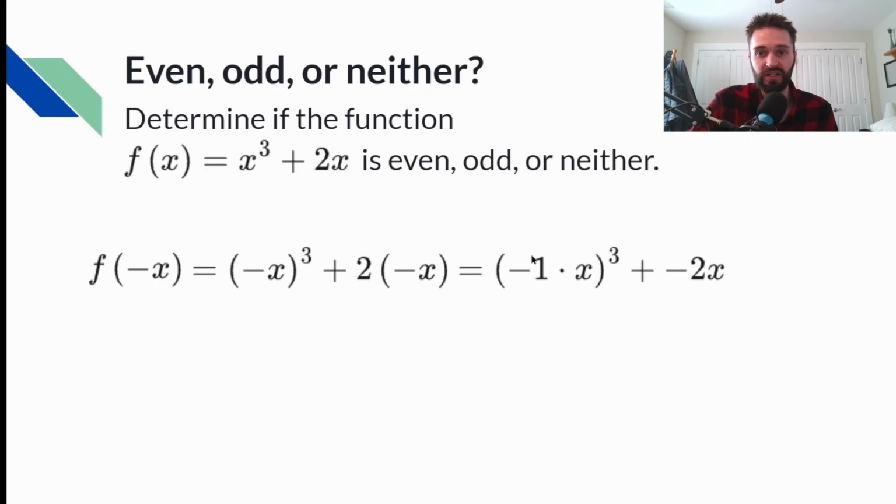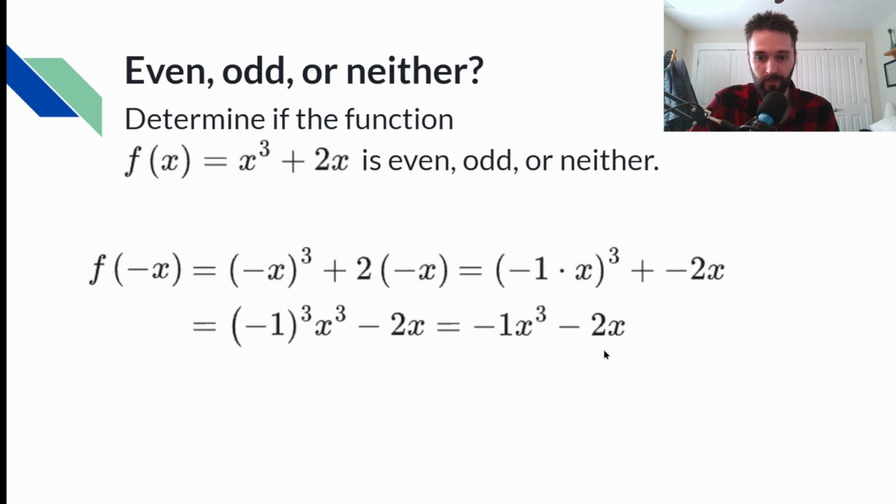Let's apply this power to each piece of the product, and we'll get (-1) whole thing cubed times x cubed, minus 2x. Plus a -2x is just equal to minus 2x. (-1) cubed is -1. So we get -1 times x cubed minus 2x, which is equal to -x cubed minus 2x.